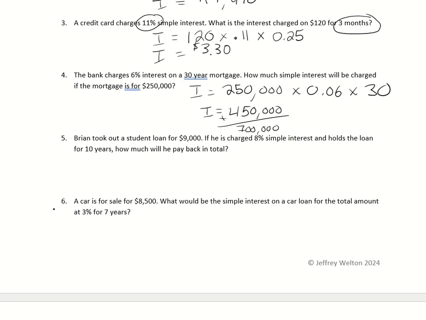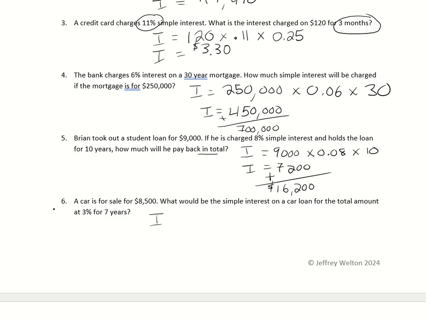Okay, Brian took out a student loan for $9,000. He is charged 8% simple interest and holds the loan for 10 years. How much will he pay back total? Now, this one is asking for total. So interest is the $9,000 he borrowed times the 0.08 as a decimal and times the 10 for the years. 9,000 times 0.08 times 10 gives you $7,200. They would like to know how much he's paying back total. So he's paying back the $9,000 that he borrowed and the $7,200 in fees. So that comes out to $16,200.